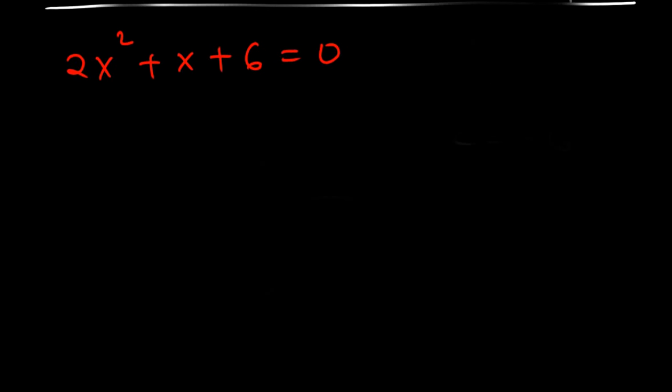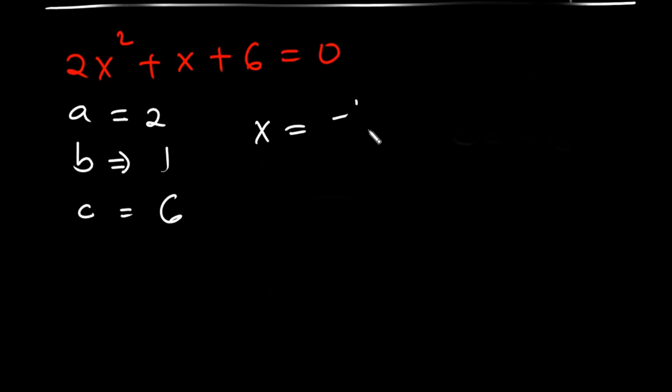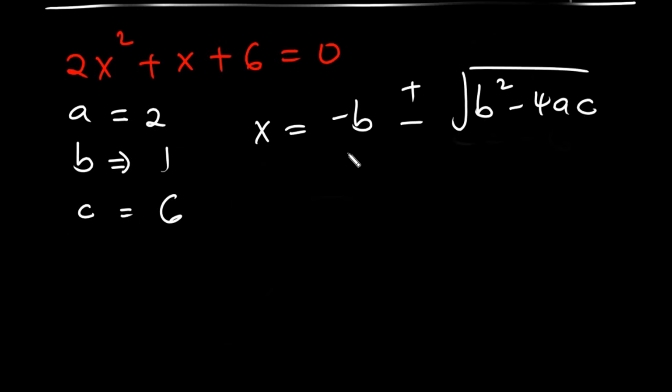So quickly, we need to identify A, B, and C. For this case, A is 2, B is 1, and C is 6. So back to the quadratic formula. It is x is equal to minus b plus or minus the square root of b squared minus 4ac divided by 2a. Okay? So let's substitute these values into our formula.